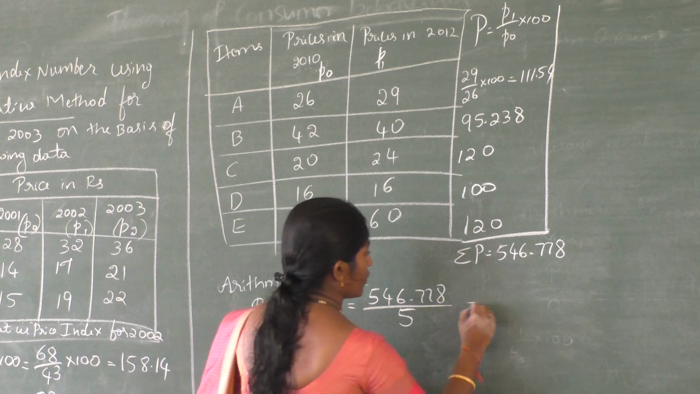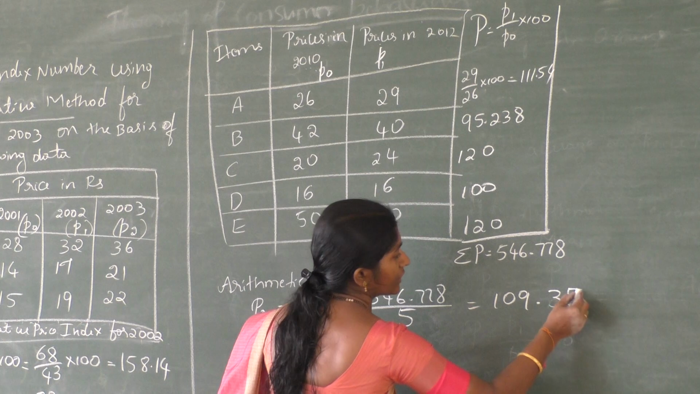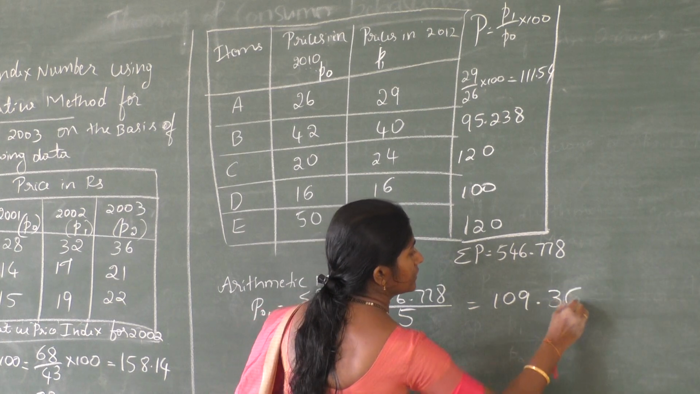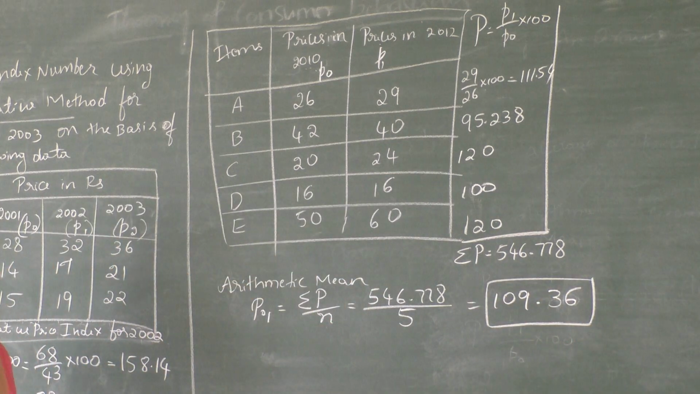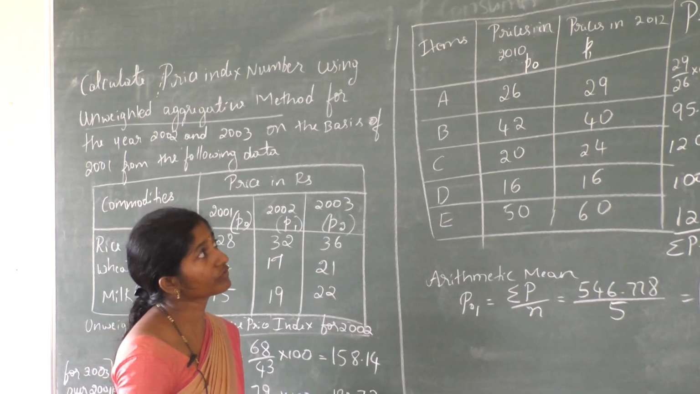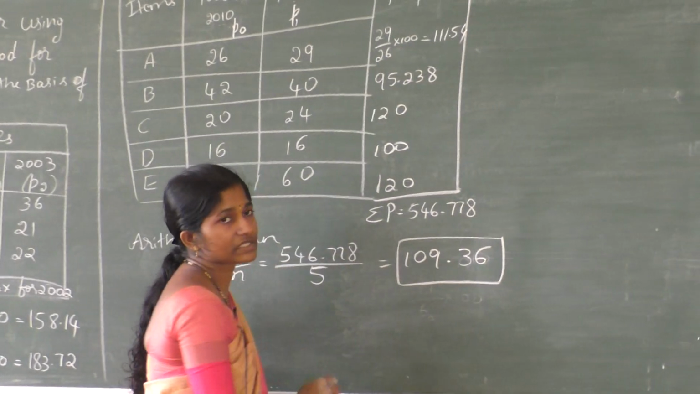Our answer is 109.3556. You can take 109.36 also. This is the answer of arithmetic mean. Next, we have to find the geometric mean also. I have not written the question, but here you have to find out the arithmetic mean and geometric mean both. Now to calculate geometric mean, we need a log of price relative.